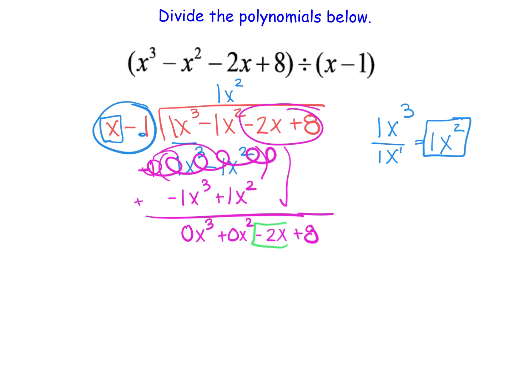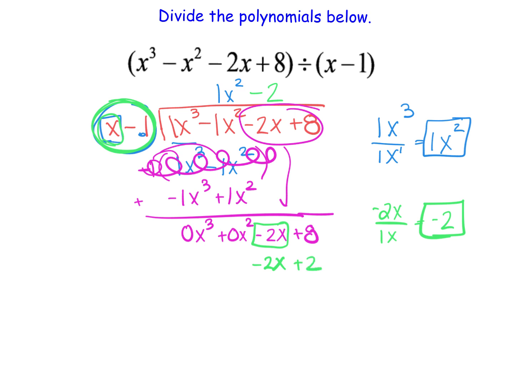So now I'm going to focus on the negative 2x, and I'm going to divide it again by this first term, which is a 1x. I take negative 2 divided by 1, which is negative 2, and then the x's cancel, so it's just minus 2. Then I take this minus 2 and multiply it by both terms over here. Negative 2 times x is a negative 2x, and negative 2 times negative 1 is a positive 2.